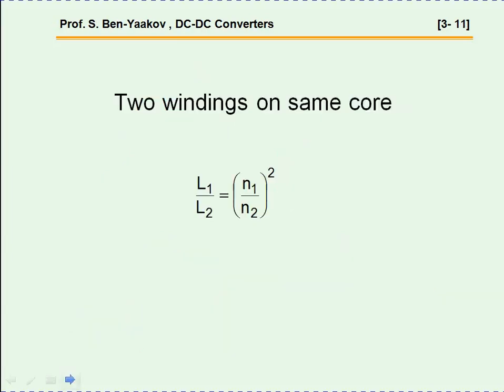So let me just reiterate here that if you have two windings on the same core, L1 and L2, the inductance that you'll see looking at one winding or the other is a function of (N1/N2) squared, and not just N1/N2, which many times people are mistaken about.